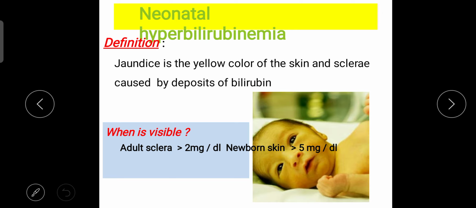as well as sclera. So what is the normal bilirubin level? In case of an adult, if it is more than 2 mg per deciliter, or in case of a newborn, if it is more than 5 mg per deciliter, then only we'll call that hyperbilirubinemia. Normally in everyone's body we have a bilirubin level, but it should be in control. If it exceeds 2 mg in adults and 5 mg in newborns, it can cause neonatal jaundice or neonatal hyperbilirubinemia.